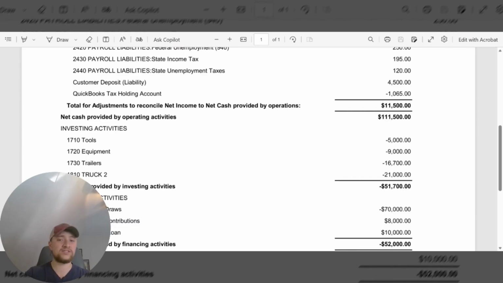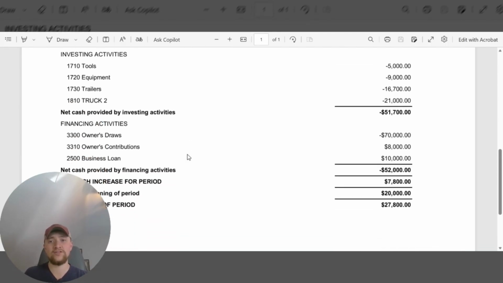The next one is investing activities. This is the second section. And this is looking at cash expenditures on property, plant, equipment, trucks, trailers, that type of thing. That's not going to be hitting your profit and loss statement, but you're still spending the cash. Things to improve your business, improve the infrastructure of your business, stuff like that. And then the third section is financing activities. This has to do with debt, owner's equity. If you have stocks, it would be in here. So that's the third section.